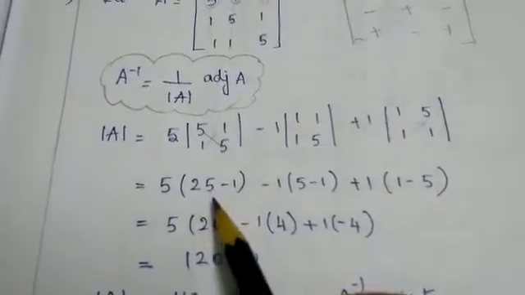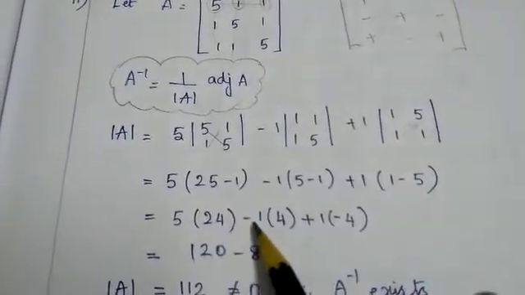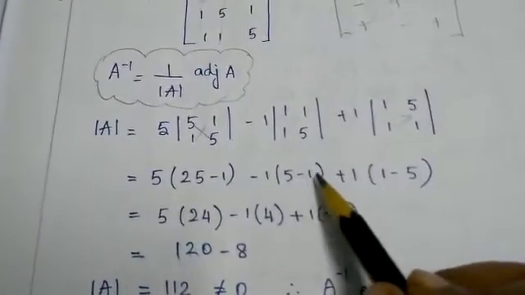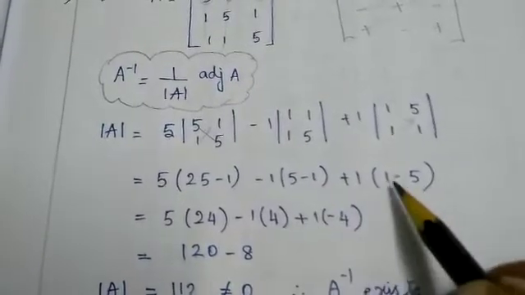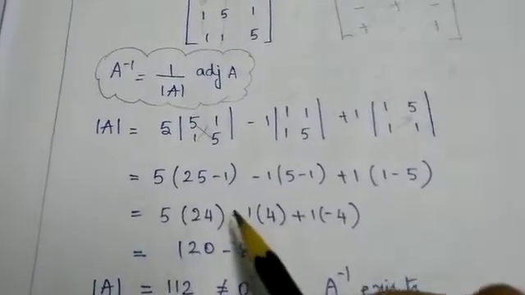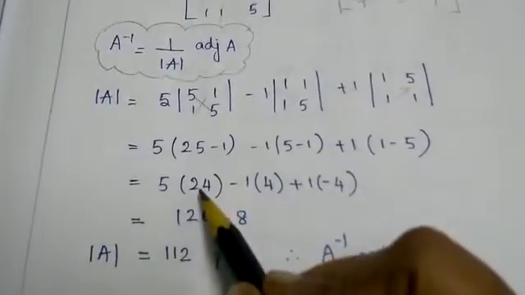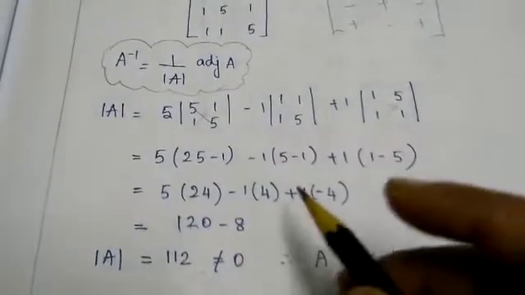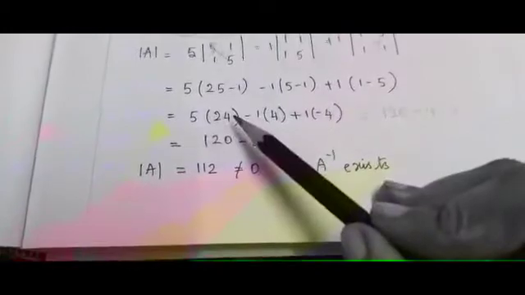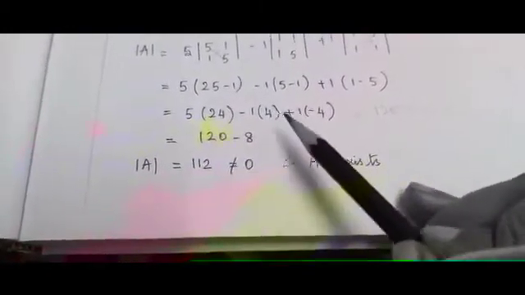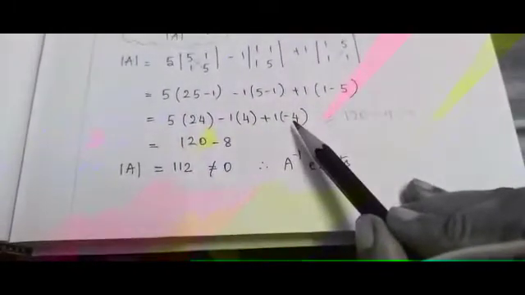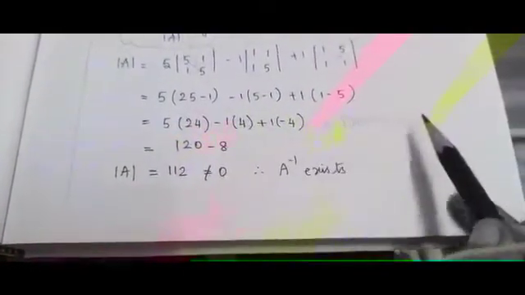So I'm going to solve. 25 minus 1 is 24. Minus 1. And the bracket terms only I'm solving first. So 5 minus 1 is 4. Plus 1, and 1 minus 5 is minus 4. So I'm going to multiply the inner terms. So 5 into 24, 120, and minus 1 into 4 is minus 4. And again here you'll have 1 into minus 4, that is minus 4.